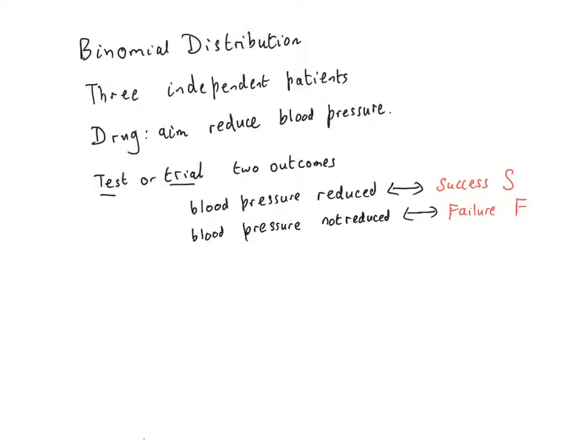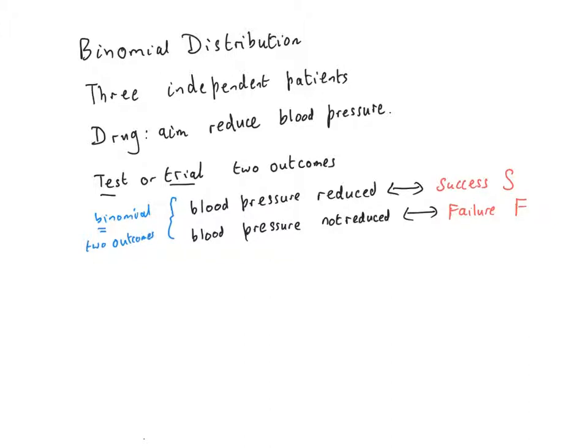And this is why we're talking about a binomial distribution. It's binomial because it's bi, meaning two, and nomial meaning name. So there's two possible outcomes, success or failure. So we have two outcomes. And that's why we've got the binomial distribution.